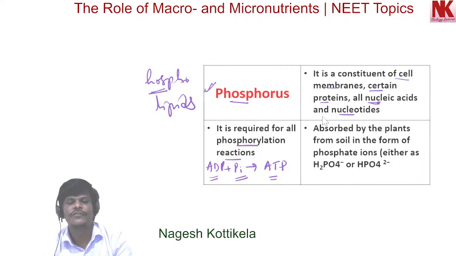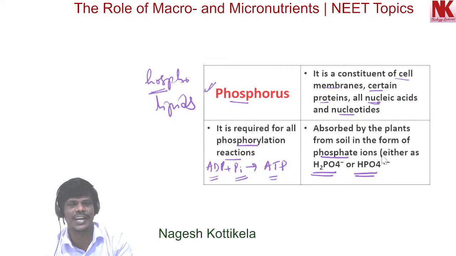Phosphorus is absorbed by plants from soil in the form of phosphate ions, either as H2PO4 minus or HPO4 2 minus. Important for exams. How is phosphorus absorbed? Either as H2PO4 minus or HPO4 2 minus.